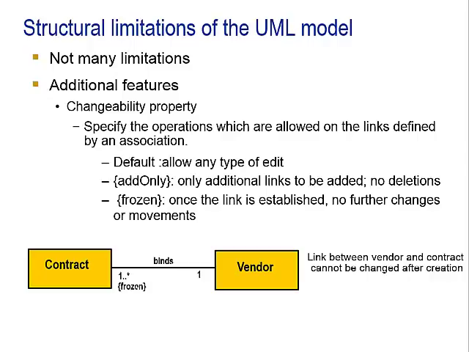or movements are allowed. Here you can see, for example, that we have an association between contract and vendor, which is called binds, and we have added the qualifier frozen to it, which means that the link between a vendor and contract cannot be changed after creation and is in other words frozen.